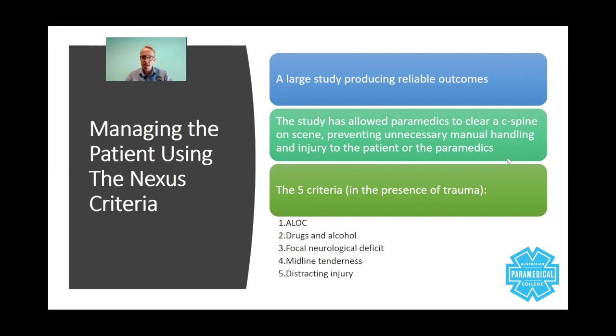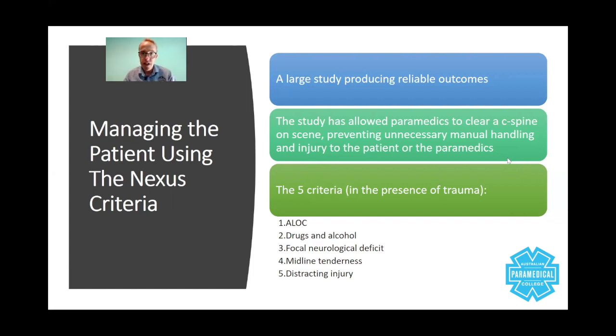So let's go through these together then. Number 1, altered level of consciousness. So if the GCS drops below 15, that's altered level of consciousness. In other words, they're groggy, they're drowsy, and they've had some trauma. Number 2, they've had trauma and they've had the presence of drugs and or alcohol because they won't be able to identify the pain and therefore the problem with the spinal cord.